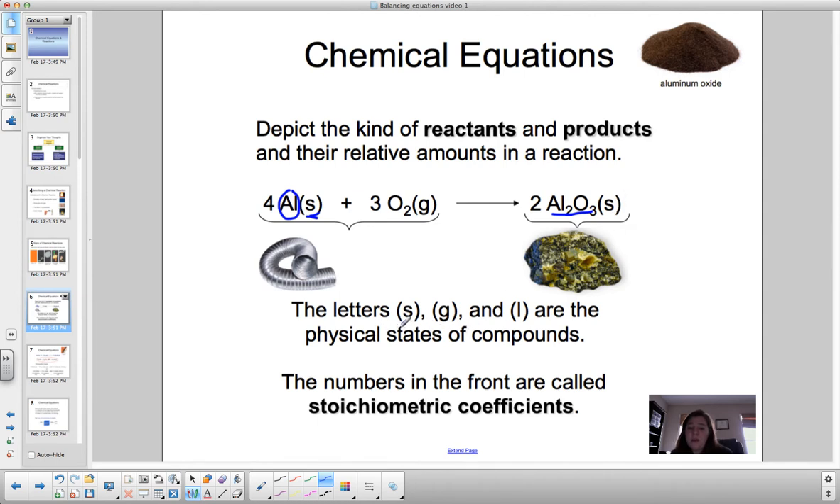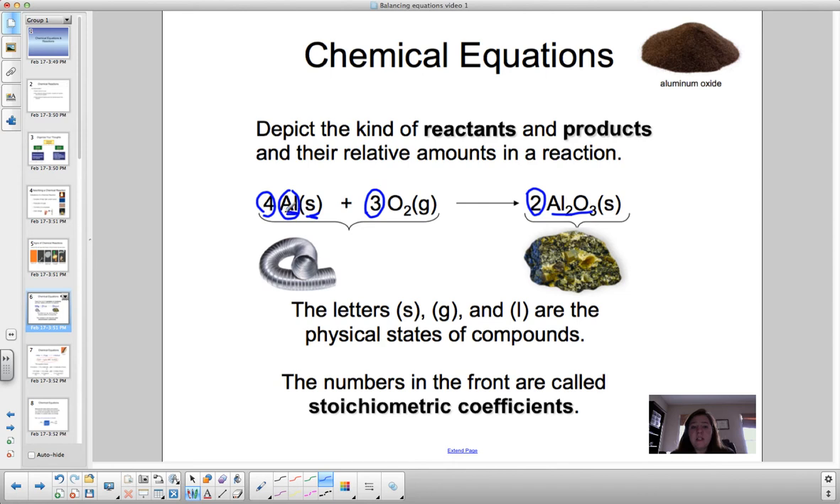So as a wrap up, the letters S, G, and L are the physical states of compounds: solid, gas, and liquid. We're going to also talk about an aqueous solution a little bit later. That means that we have dissolved something into water. Okay. If you look at these numbers here, we're going to go over this a little bit later. These are what we call coefficients. We need these coefficients to help balance out the equation. That means how many molecules are being produced at the end, okay?